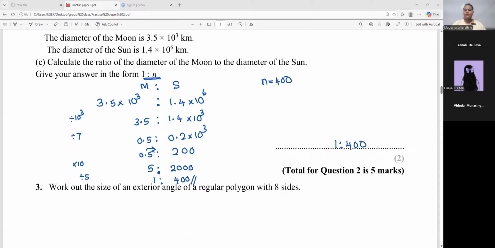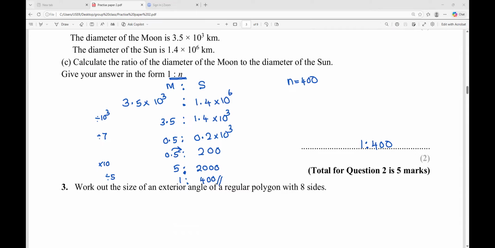Linaya, did you do this question? Yes, teacher. Is it correct? Yes, I got 1 to 400. We do the... you didn't do, no? Now, did you understand? Yes, teacher.